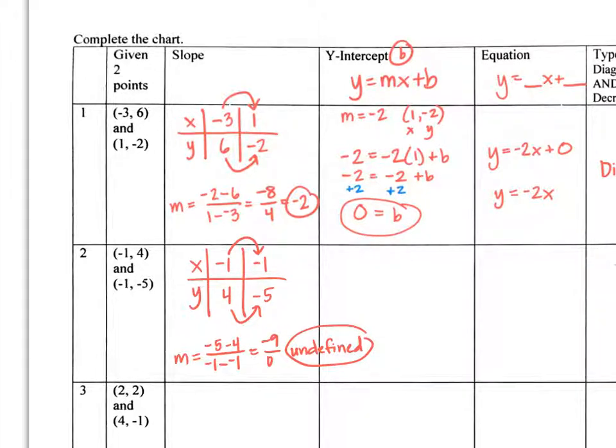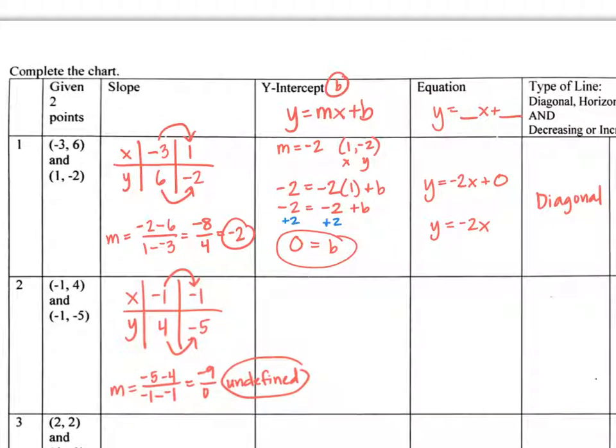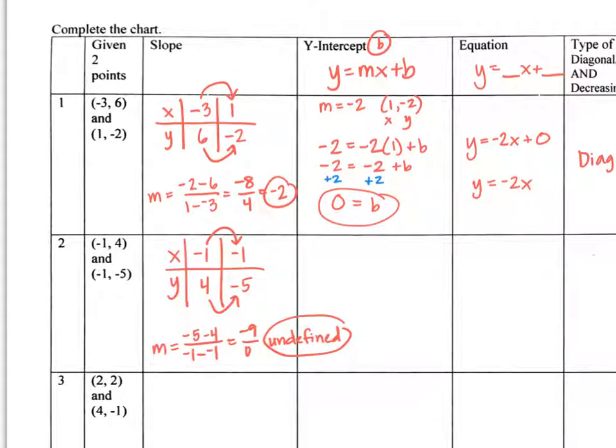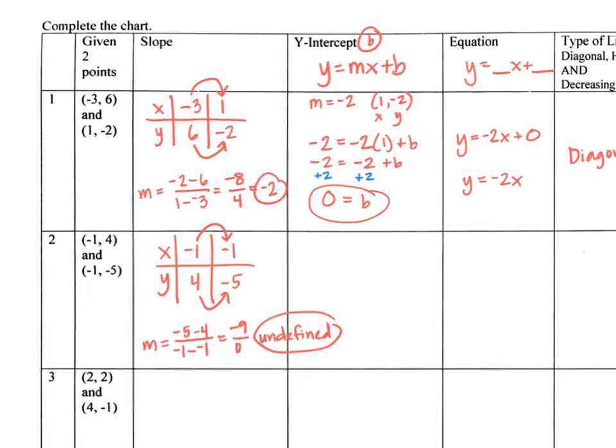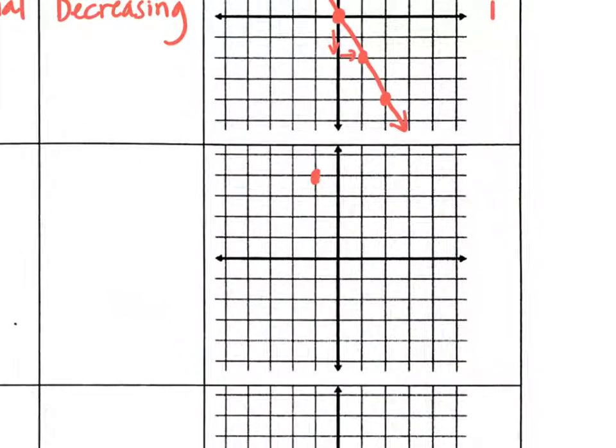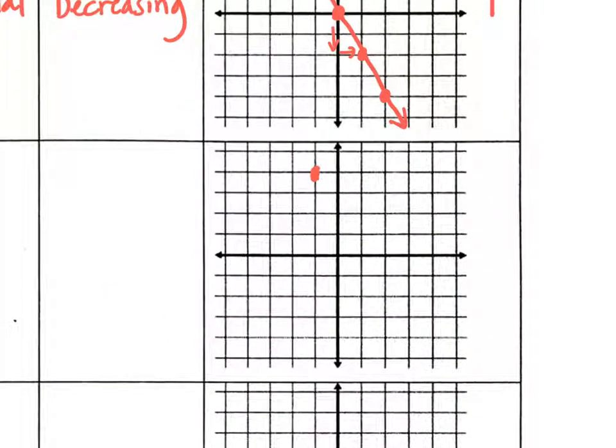So now if we can't define a slope, that kind of makes our writing the equation a little bit more complicated. I'm going to just go ahead and go to graphing. So negative 1 comma 4 and negative 1 comma negative 5. So let's graph that. Negative 1, 4 is right there. Zoom in a little bit. And then negative 1, 1, and then negative 5. 2, 4, 5. So this is a vertical line. There we go.